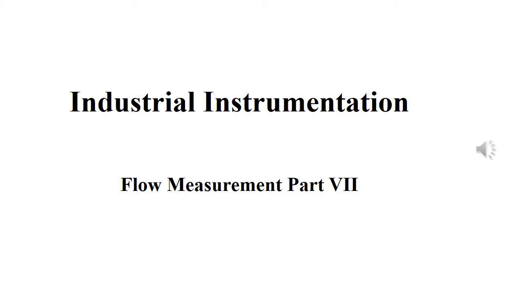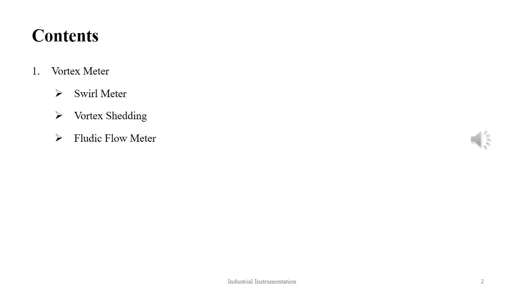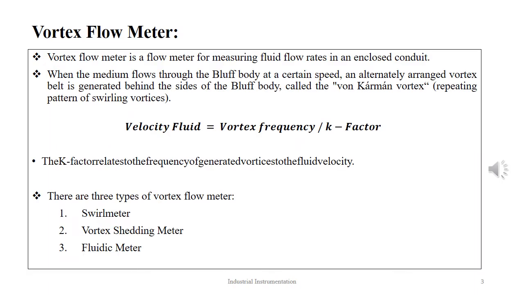In this tutorial on industrial instrumentation, we will talk about flow measurement part 7. The topic of discussion is the Vortex Flow Meter, under which there are three types: Swirl Vortex Flow Meter, Vortex Shedding Flow Meter and Fluidic Flow Meter. The Vortex Flow Meter is a flow meter for measuring fluid flow rates in an enclosed conduit.